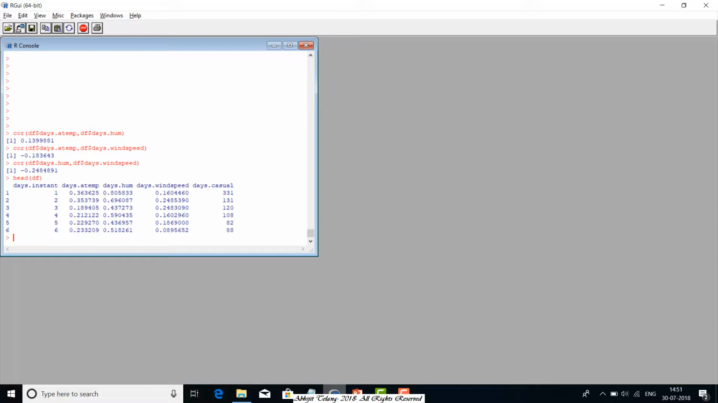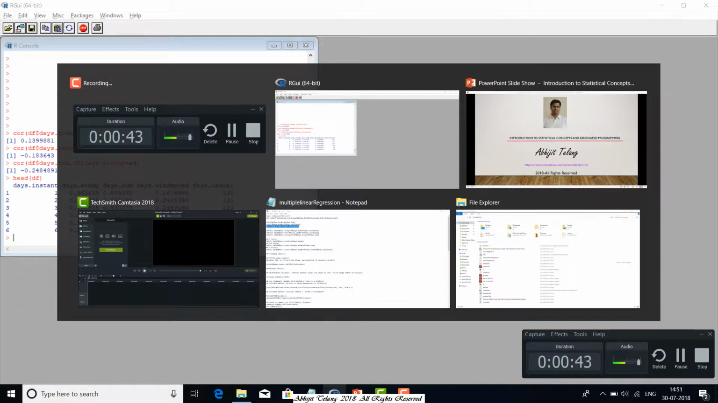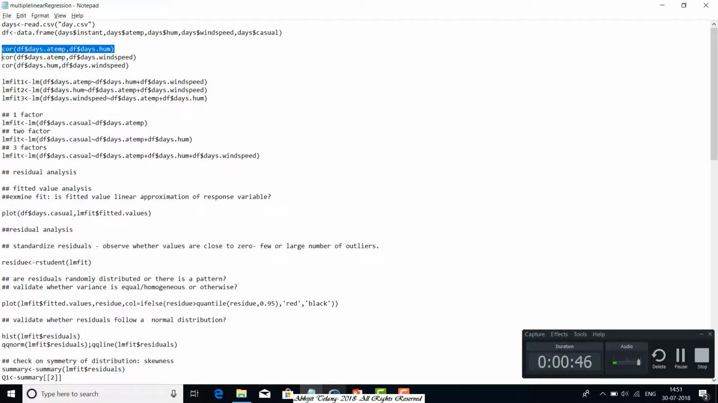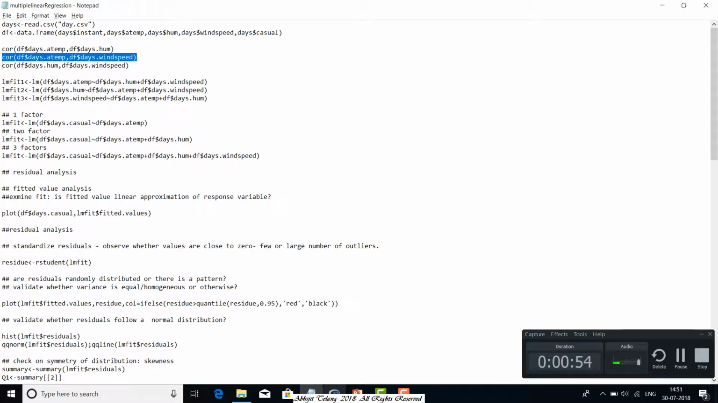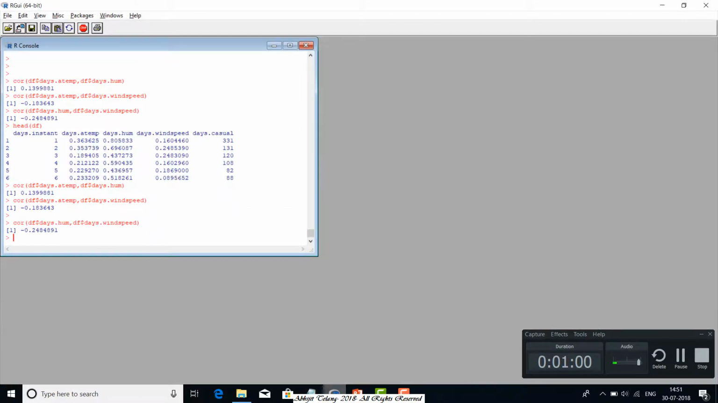A good way to start before using the regression model is to understand whether a relationship may exist between one or more of these variables, and we'll quickly do that using the cor function as we did last time. So we have three comparisons between three different variables: between temperature and humidity, between temperature and wind speed, and then between humidity and wind speed respectively. You can see that there is a positive correlation between temperature and humidity, while a negative correlation exists between temperature and wind speed.